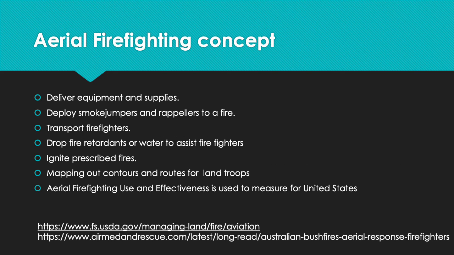Aerial firefighting is done to assist in fire containment during emergencies. The team delivers equipment and supplies, deploys smoke jumpers and rappellers to the fire, transports firefighters in and out of the scene, and drops fire retardants or water as a way to attack the bushfire or assist firefighters on land. They also ignite prescribed fires before an incoming predicted disaster. Finally, in an emergency, they map out contours and routes for land troops. This is done for situation assessment and analysis.